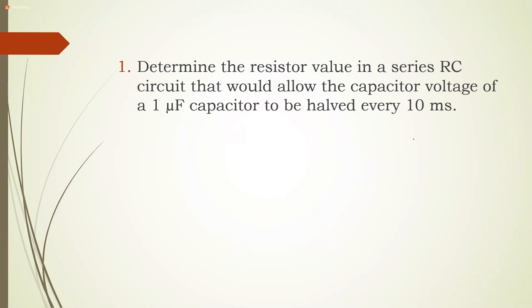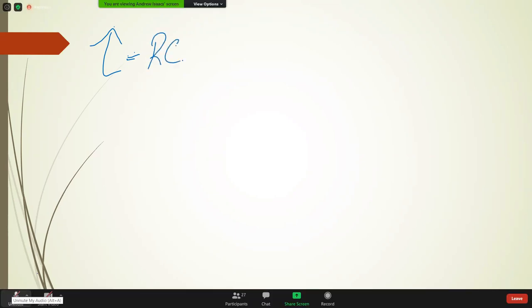Sir, I think tau would equal 20 milliseconds. I don't particularly like guessing. Remember, tau. What is tau equal to? RC, sir. What are we asked to find? R. So we don't have R, so we don't know tau, right? Yes, sir. So that's what we need to find.